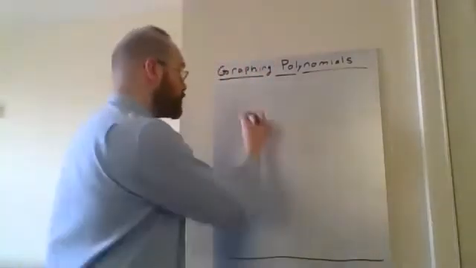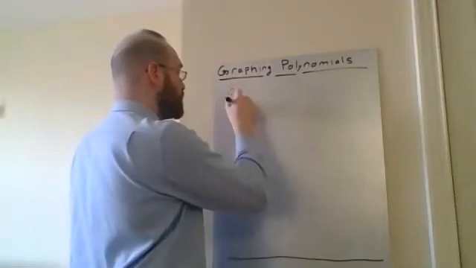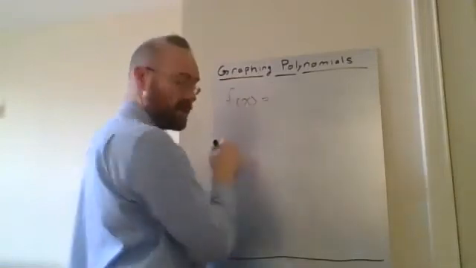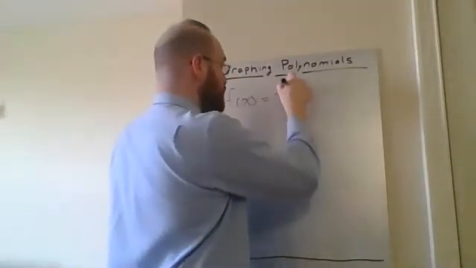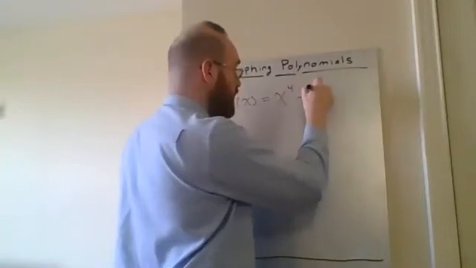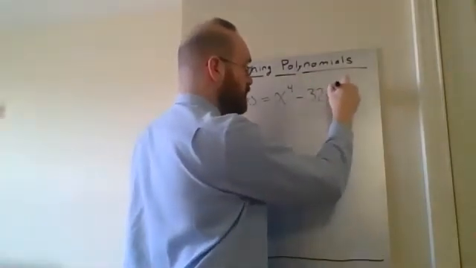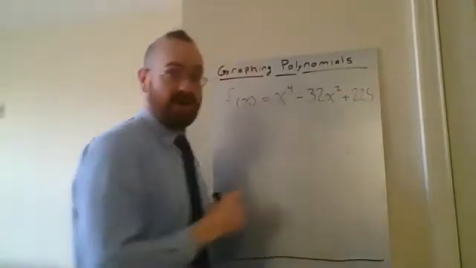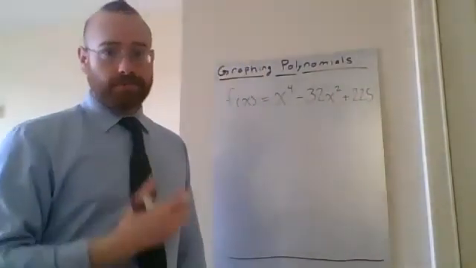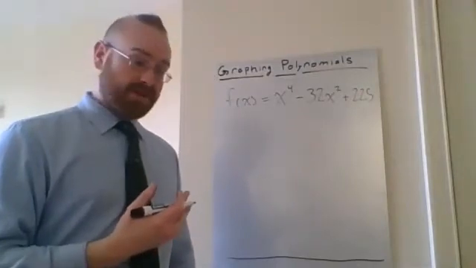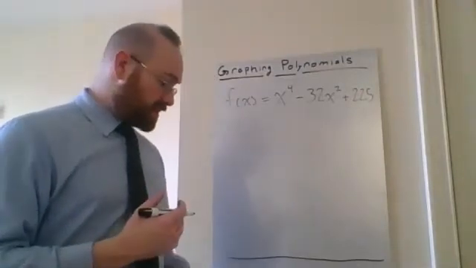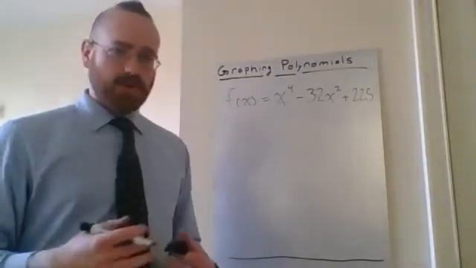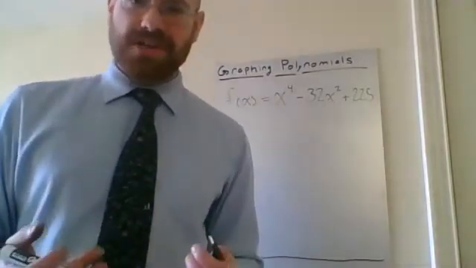So we are going to start with the function f of x equals x to the fourth minus 32x squared plus 225. Now, take a moment, pause the video, and see what you would think you'd have to do in order to get started.